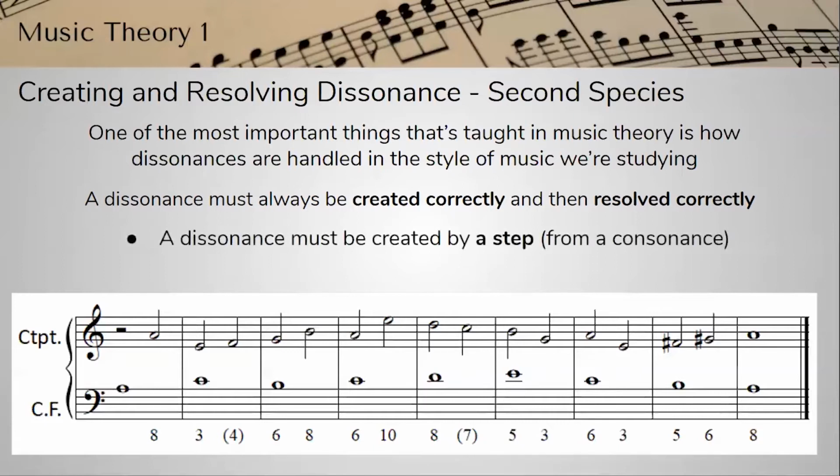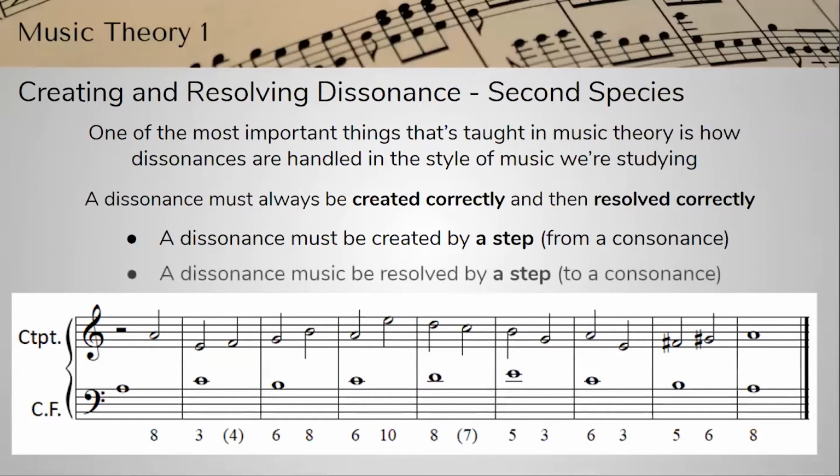Okay? A dissonance must be created by a step in the second species counterpoint, and that step will always be from a consonance. And then once you've created that dissonance, it must be resolved by a step, which will be to another consonance in this species. So a dissonance must be created by a step, and once it's created, it must be resolved by a step to another consonance. And you can see this in the second measure here.